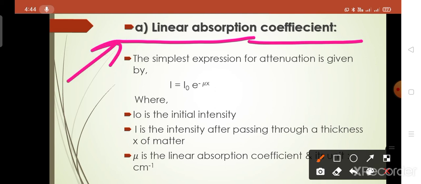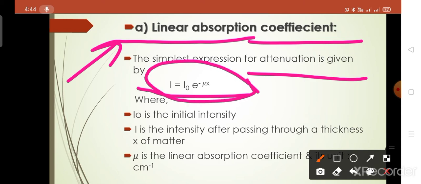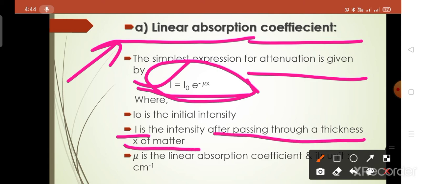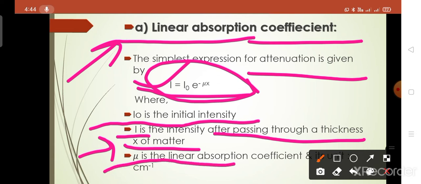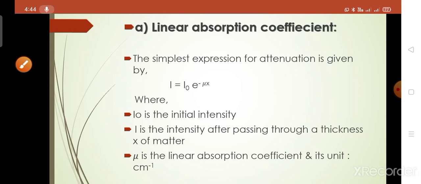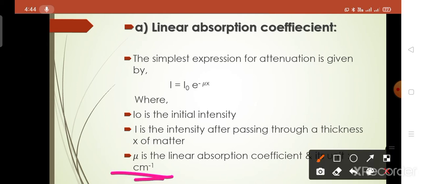For this, we have to take the attenuation expression. Okay, first one is I is equal to I0 e raised to minus mu x, where I is nothing but the intensity after passing through a thickness x of a matter, where x is nothing but the matter thickness, where I0 is the initial intensity and mu is the linear absorption coefficient and its unit is the centimeter inverse. From the exam point of view, the units are very important in this topic, so we have to remember the units here.